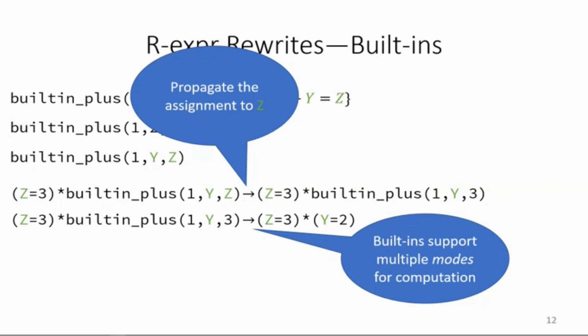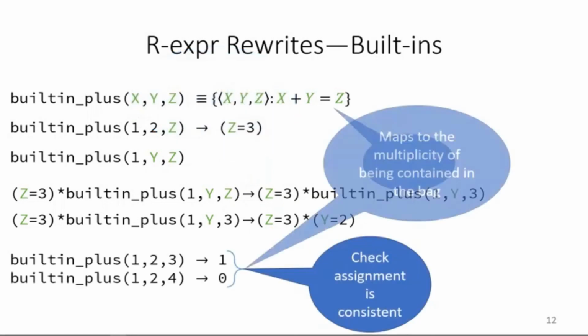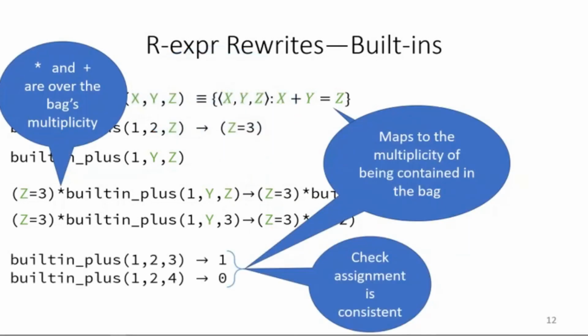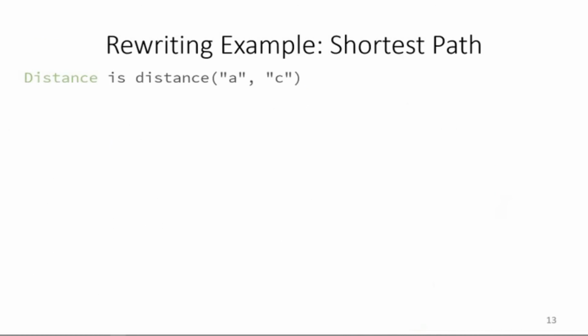By leaving this expression unrewritten when there is not enough information and being able to run the built-ins in multiple modes, this nearly gets us to constraint logic programming. Finally, to complete this picture, in the case where all of the arguments to built-in plus are known, we're able to simply check if the assignment is correct. This expression is rewritten as 0 or 1 to indicate the multiplicity of a given assignment in the bag at the top of the slide.